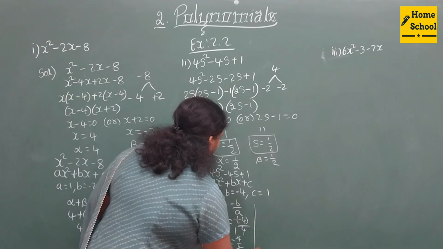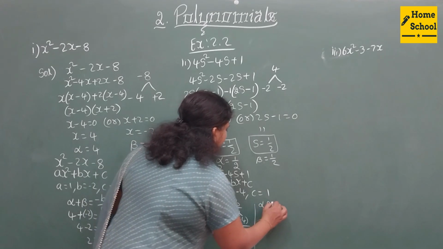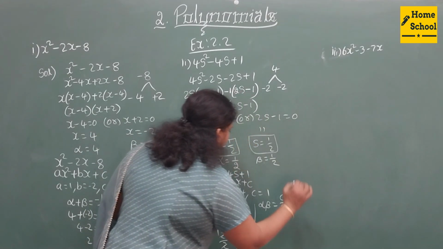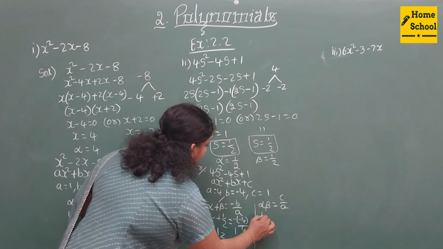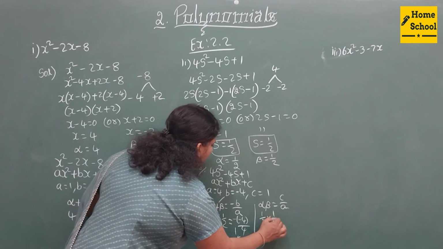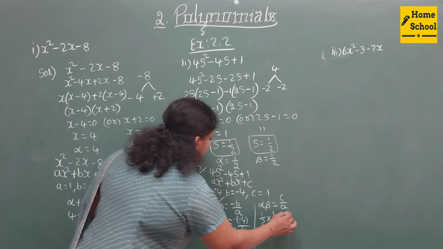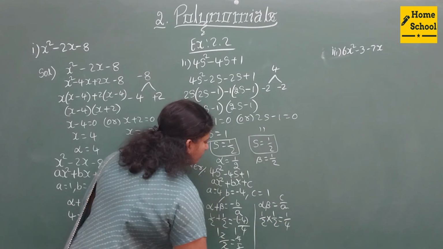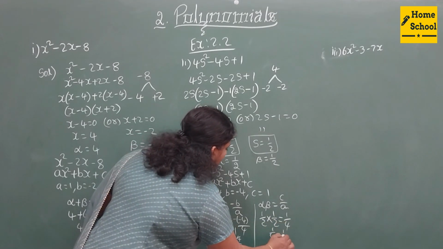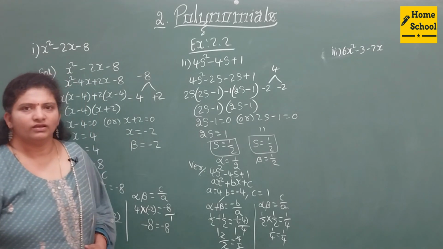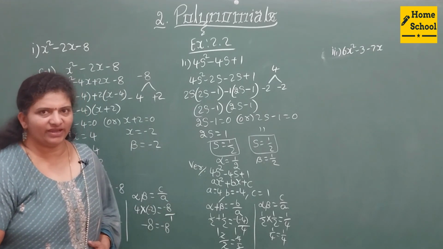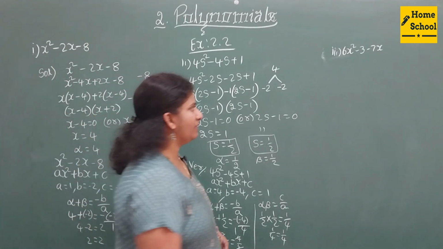Now coming to the product. Alpha beta is equal to c by a. So alpha value is 1 by 2, beta value is 1 by 2, c value is 1, a value is 4. If you multiply, 1 by 4 equal to 1 by 4. Okay, so it is verified. Let's see the third problem.